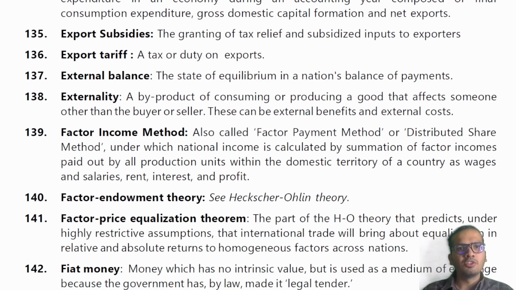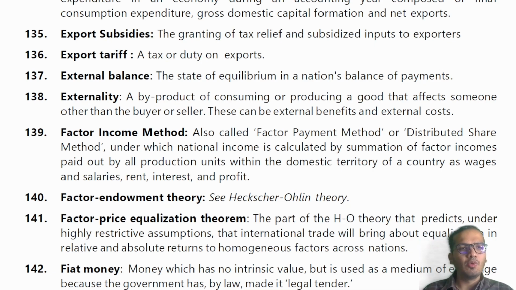Then comes export subsidies. So the grant of taxes, reliefs, and subsidized inputs to exporters. Then comes export tariffs. So a tax or duty on exports. Then comes number 137, external balance, the state of equilibrium in a nation's balance of payment.